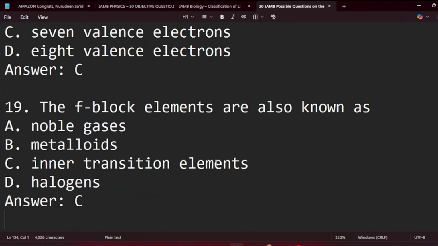Question number 19. The F block elements are also known as A. Noble gases, B. Metalloids, C. Inner transition elements, D. Halogens. The answer is C, which is inner transition elements.